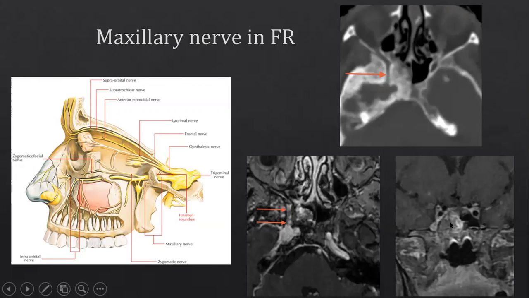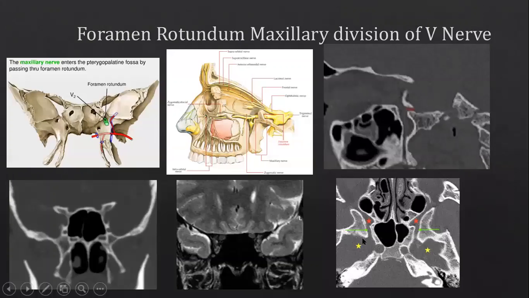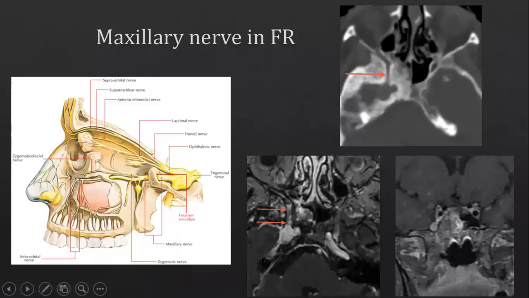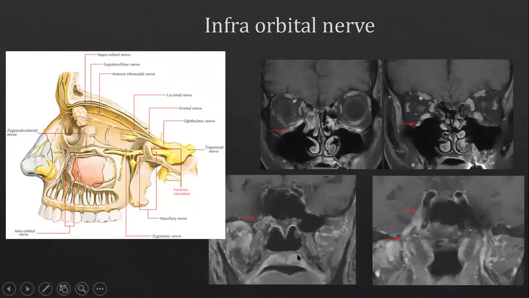And this in the coronal plane over here, normally if I were to go one step back over here, you can see the foramen rotunda over here on this coronal T2 sequence, normal in size. And in this portion over here, normal appearance of the foramen rotundum over there, but the foramen rotundum is substantially enlarged. So this is perineural disease spread along the foramen rotundum, along the maxillary division.